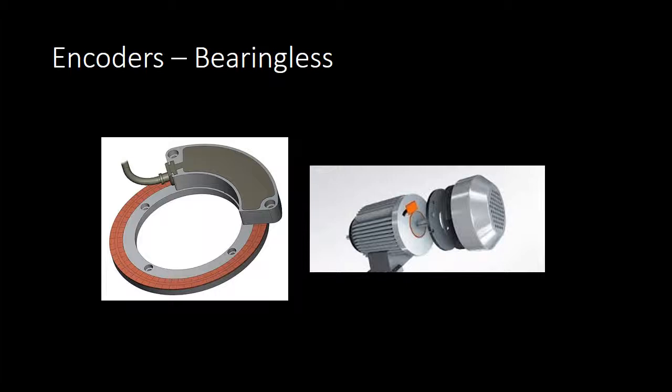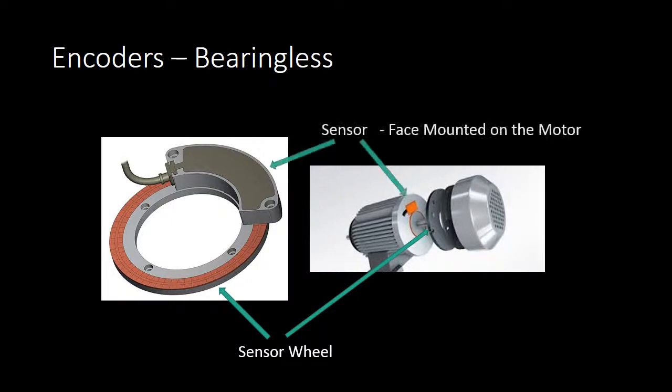A bearingless or ring encoder consists of a magnetic wheel mounted on the motor shaft. One or more sensors are mounted on the motor face and aligned with the sensor wheel. This arrangement eliminates the need for any couplings or bearings, as the motor itself provides this function.